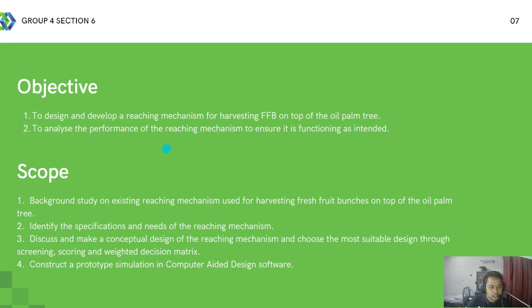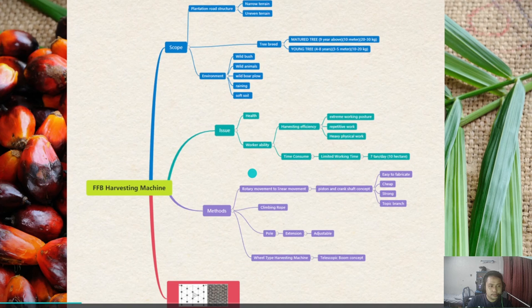For the scope, first, the background studies on existing reaching mechanisms used for harvesting fresh fruit bunches on top of the oil palm tree. Second, identify the specification and the needs of the reaching mechanism. Third, discuss and make a conceptual design of the reaching mechanism and choose the most suitable design through screening, scoring, and weighted decision matrix. And finally, construct a prototype simulation in computer-aided design software such as SolidWorks.